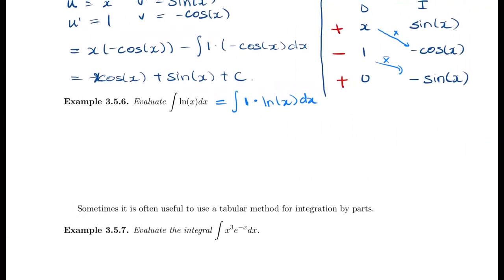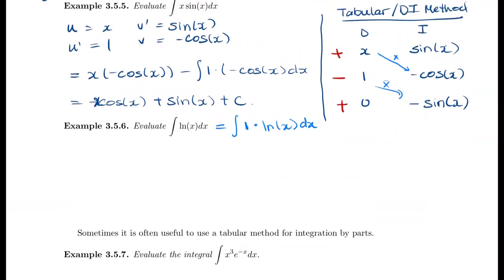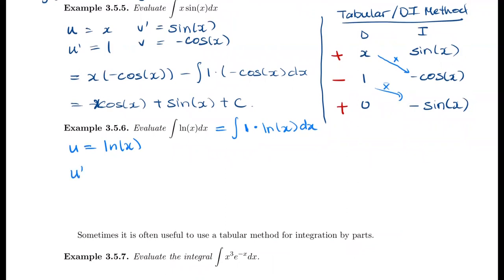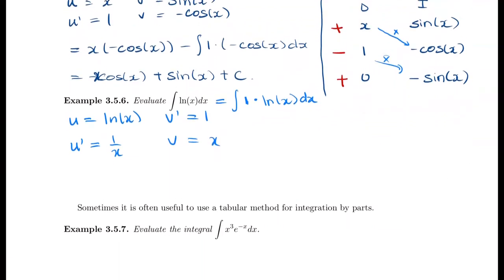I actually mentioned it a bit earlier than I should have, but that's okay. Using the standard method, let's say we let u be the ln of x. We don't want u to be the constant 1 right away, because if you do just one step of it, you're going to get a 0 right away. So the u prime here is going to be 1 over x. And if you take the v prime to be the 1, then the v is going to be the x here.